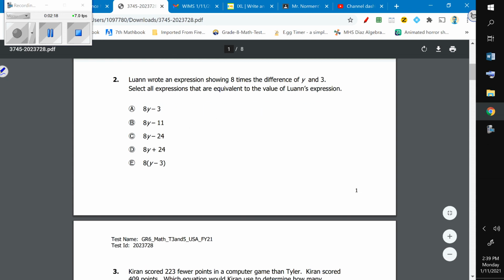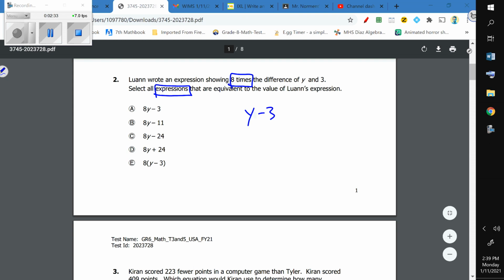Number 2, what expressions are equivalent to this? Now this is plural, so there's at least 2 answers, and there's only 2 answers. 8 times the difference of y and 3. So I'm thinking the difference of y and 3 with 8 times that, okay? So this is one of my answers, and then if you actually distribute, you get 8y, and 8 times 3 is 24, I get 8y minus 24, and that is my other answer. The correct answers are C and E, okay? Those are your 2 correct answers for number 2.